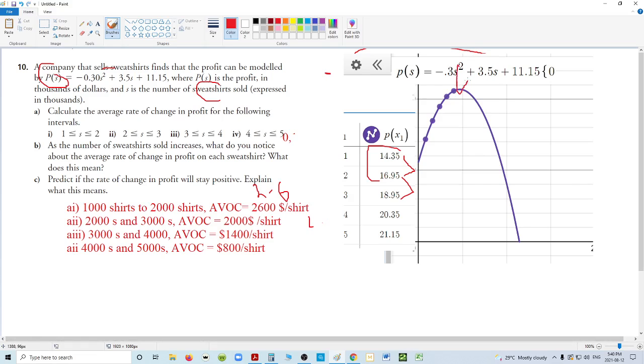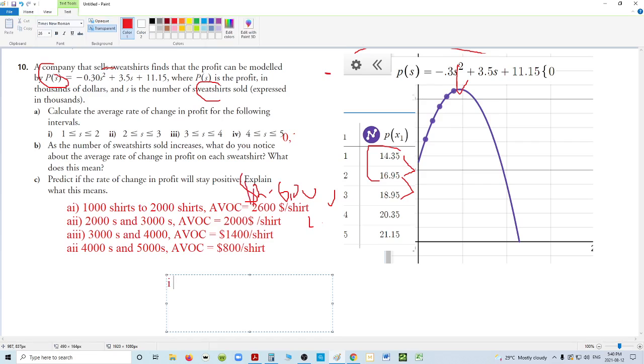And it's actually per thousands of shirts. So you're actually making $2.60. That's actually better to look at it that way. In part 1, you're making $2.60 per shirt. In part 2, you're making $2 per shirt.